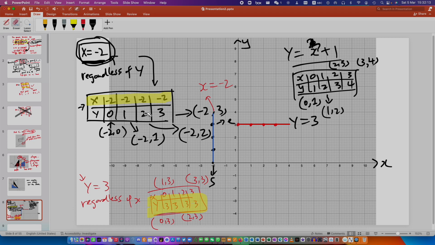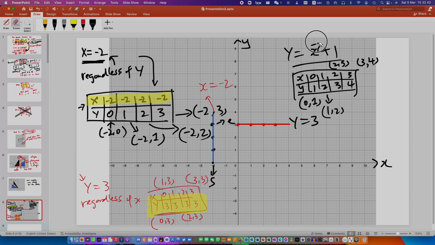Always -2. Can you change the x? No. Why not? In fact, the question here says x is -2. Means x is fixed. That's why no change, regardless of y. What about here? y equals to 3. What this means? y is 3. Fixed. No change, regardless of x.